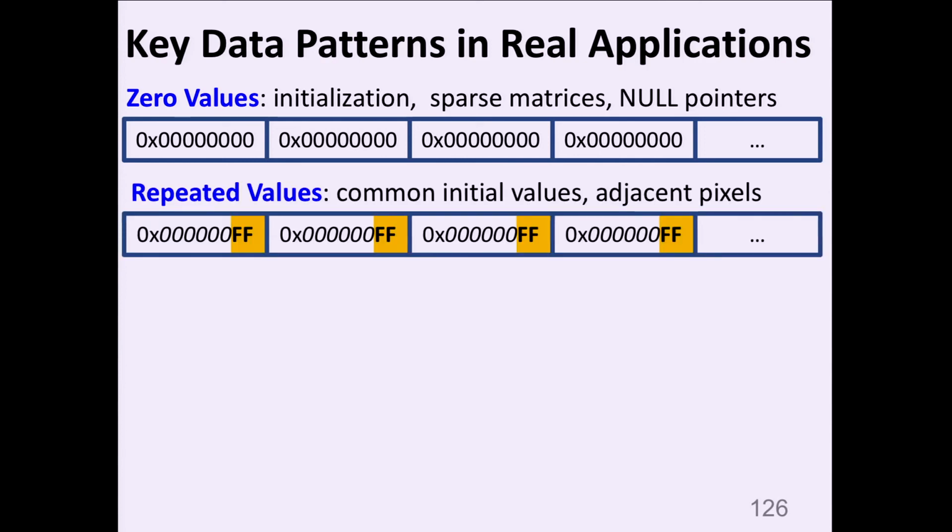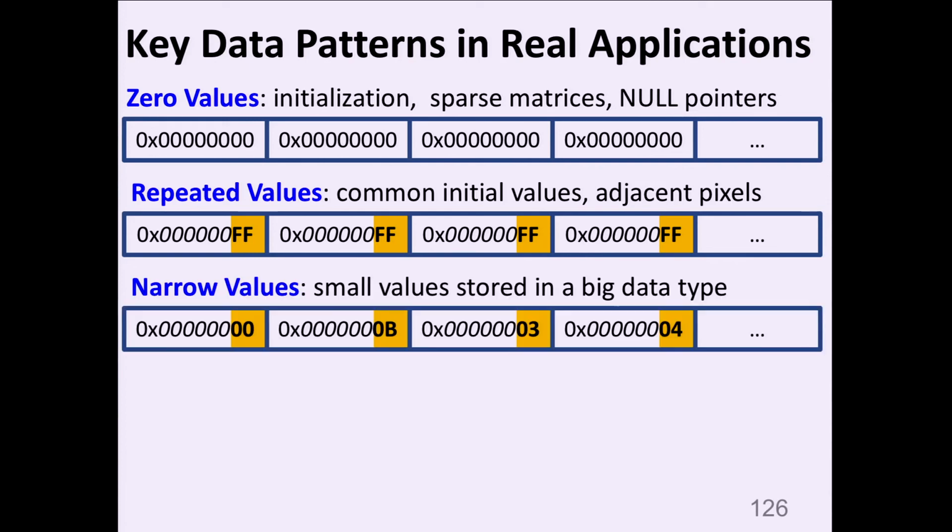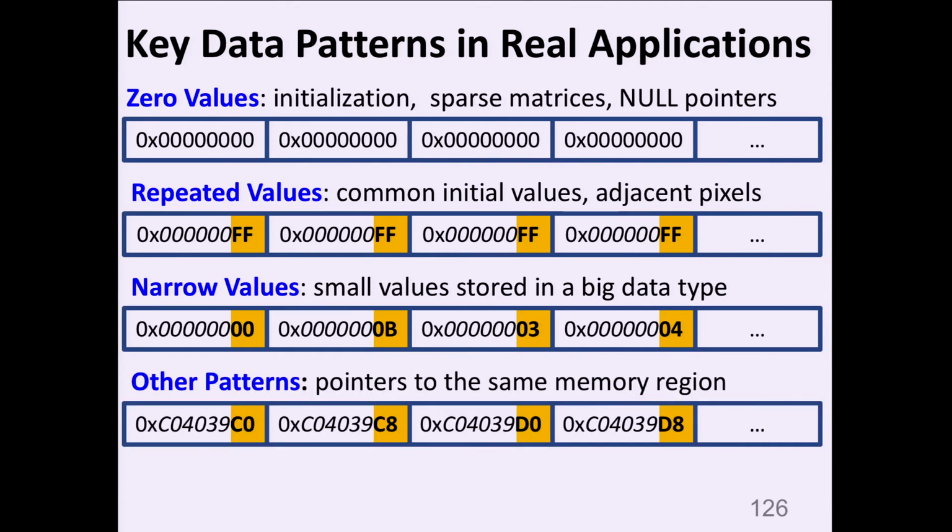Repeated values, this is actually common in initial values or adjacent pixels, for example, in video or images. So you can have easily something like this, and also narrow values. This happens to be narrow, but it doesn't have to be narrow. This could be repeated. This could be all Fs, for example. Narrow values, small values stored in a big data type, what I've discussed earlier. This happens a lot. You get these narrow values, and essentially you're wasting storage. And other patterns, for example, pointers to the same memory region.